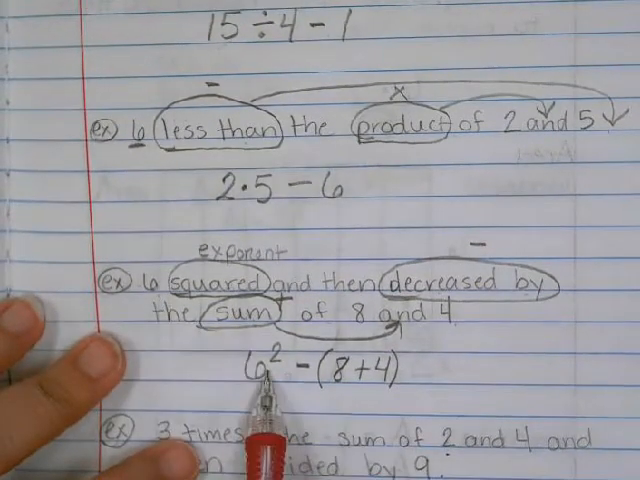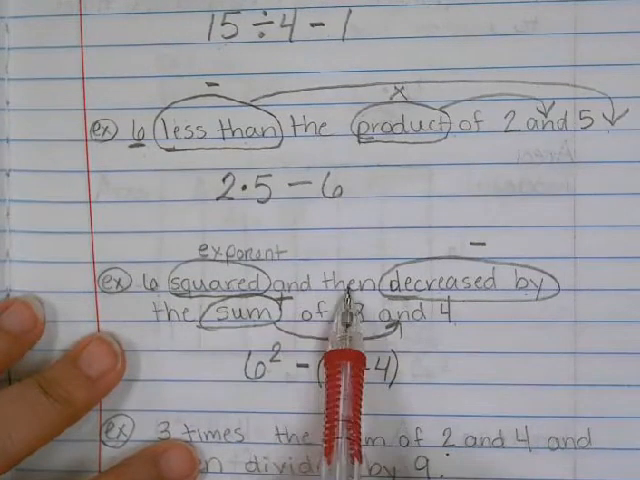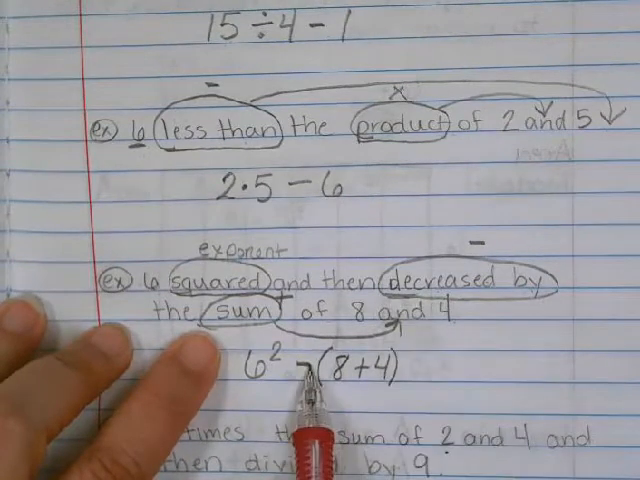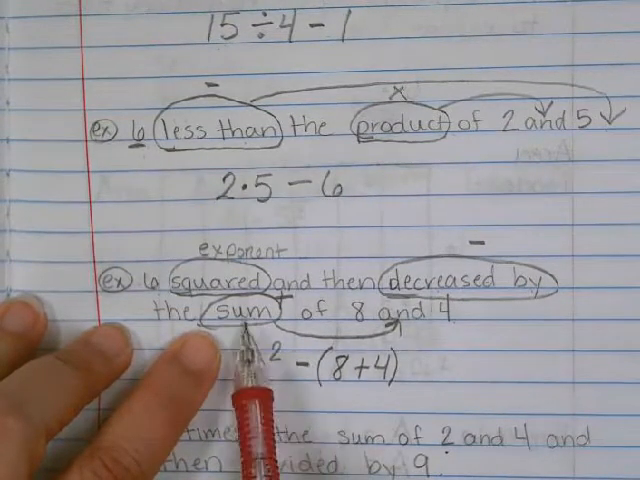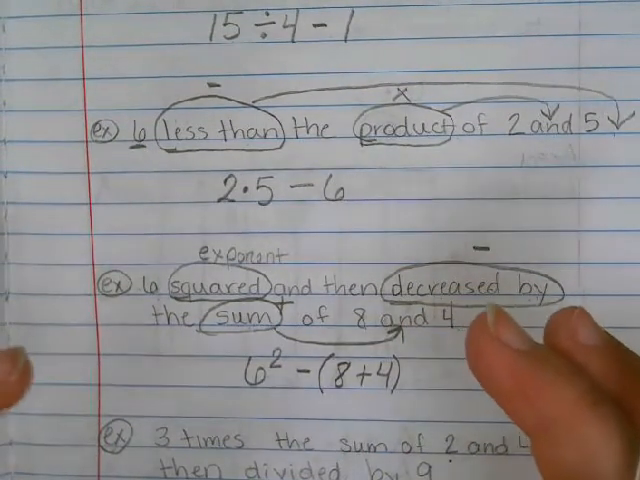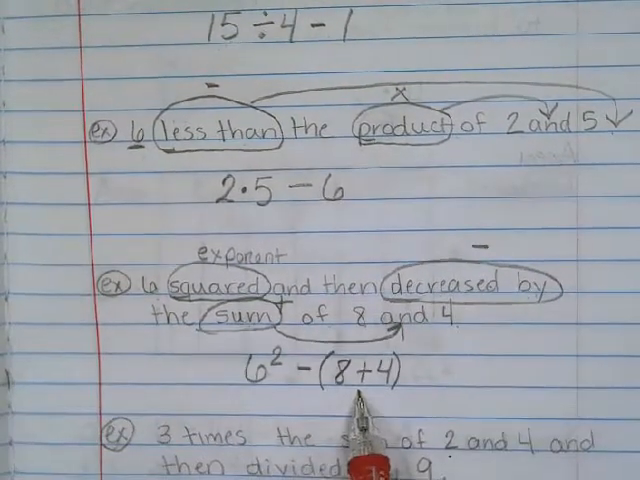So 6 squared, and then decreased by the sum. So decreased by is subtraction. The sum of 8 and 4. Since I need the sum, how much 8 and 4 is when it's added together, it has to be in parentheses.